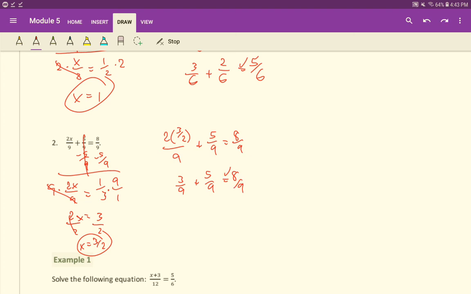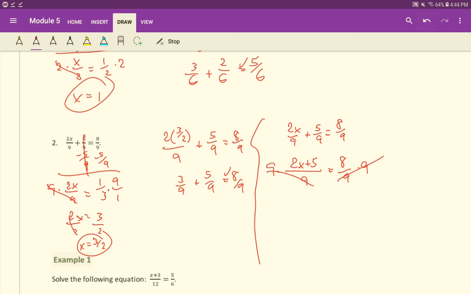Now I told you there was another way to solve this. An alternative way to solve this problem, I'll show you over here. We can take that 2x over 9 plus the 5 over 9, that's equal to 8 over 9. And since we have a common denominator, we can combine our numerators together here. They're not like terms, so we'll rewrite it as 2x plus 5 all over 9 equals 8 over 9. But now we could cross multiply on both sides if you wanted to. We could also just multiply both sides by 9, and that would eliminate the 9 there and the 9 there, and allow us to solve as well.